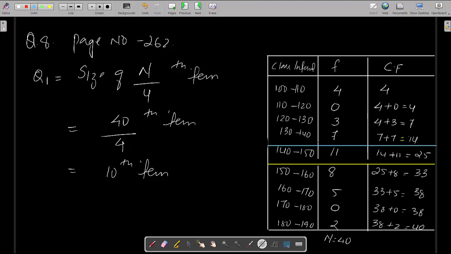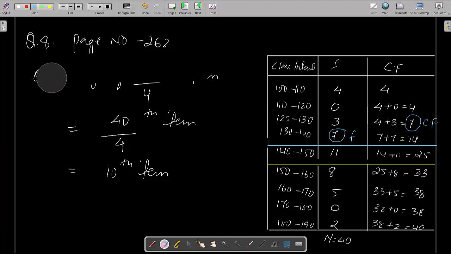Okay, so here our CF will be this one, right? This will be our CF, and this will be our F. And similarly for our Q1 class will be 130 to 140. Okay, so let's write it down once again.